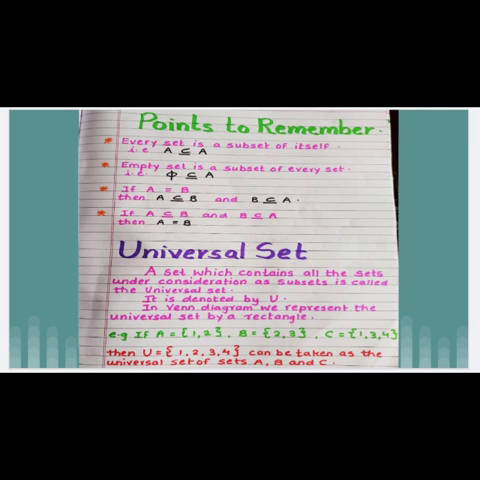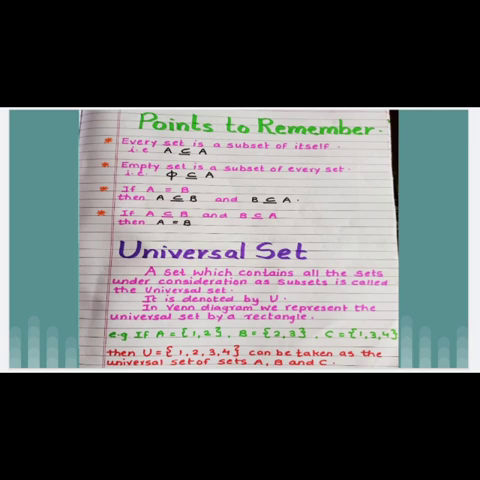Third point, if A is equal to B, means A and B both the sets are equal, that means A is a subset of B and B is a subset of A. Fourth point, if A is a subset of B and B is a subset of A, that means set A is equal to set B.